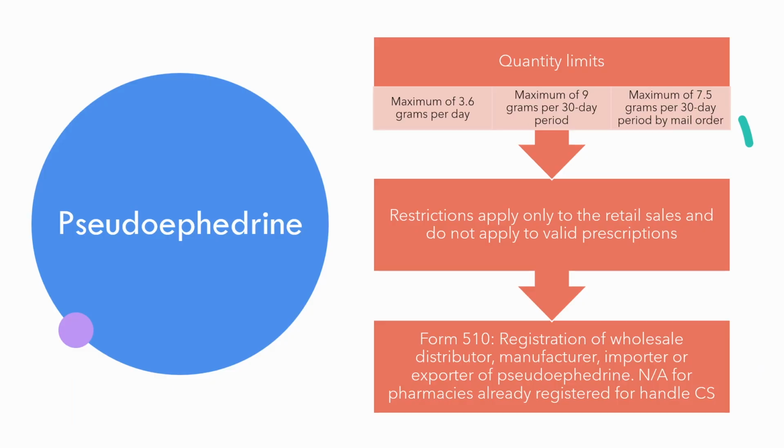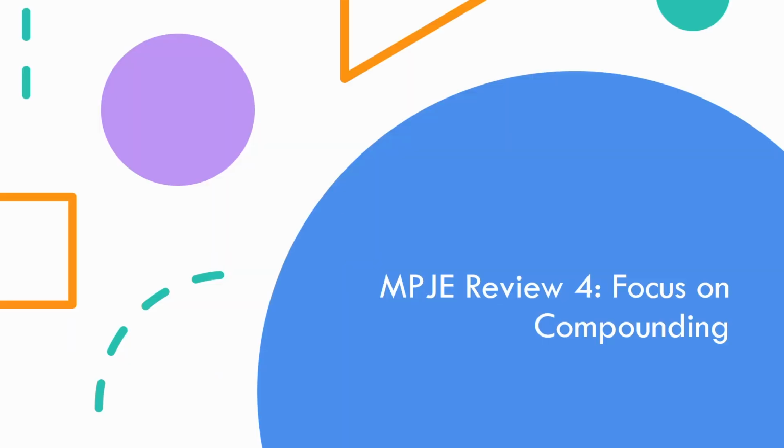And this is just a good illustration of what I just talked about. So 3.6 grams a day, 9 grams per 30 days, 7.5 grams if it's mail order. Restrictions apply only to retail sales. So if it's only over the counter, that's the only time you're dealing with these limits on pseudoephedrine. If it's prescription, it doesn't matter, and you're dealing with Form 510, as I just talked about.